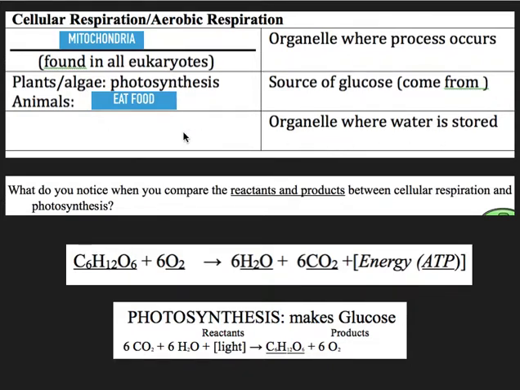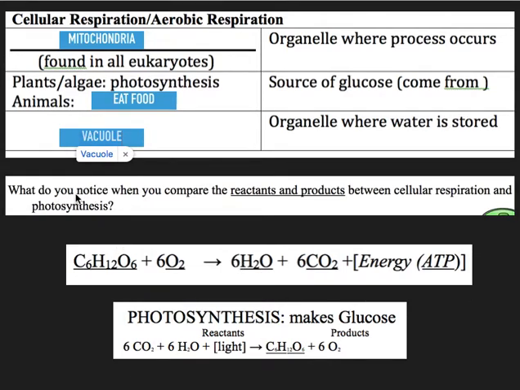Okay, and the organelle where water is stored. Where's water stored? We just did that one. It's a vacuole. Okay, so cellular respiration occurs in the mitochondria. For animals, we have to eat food. Plants have a chloroplast to make the food. And then excess water, which is right here, is going to be stored in a vacuole.